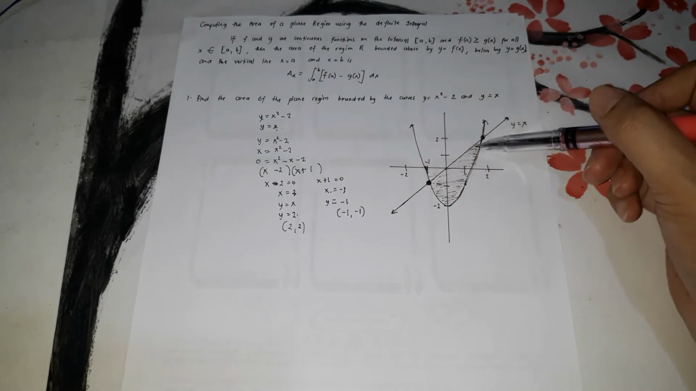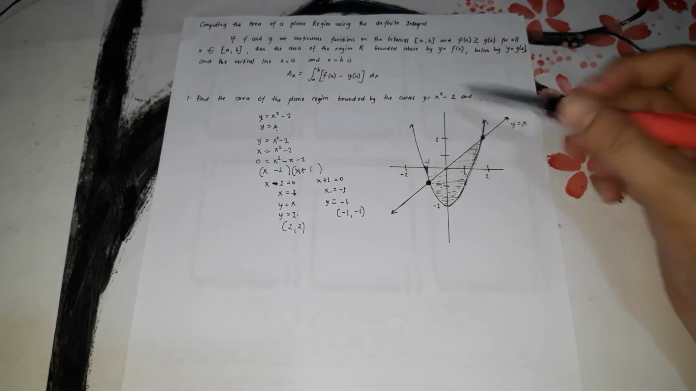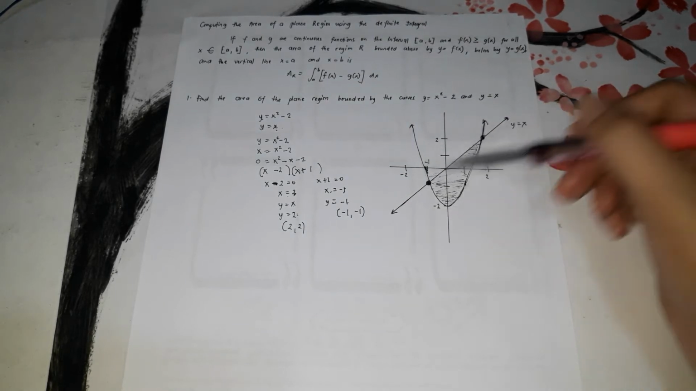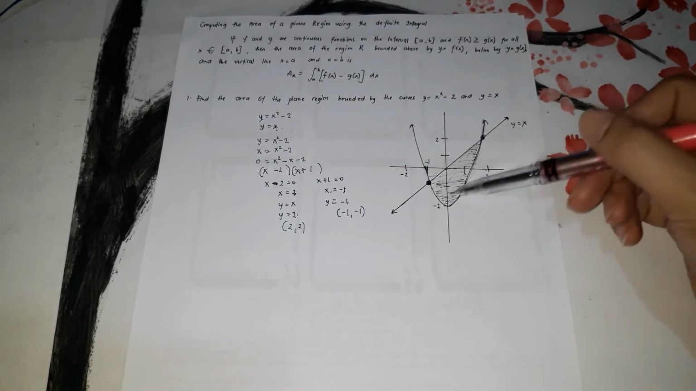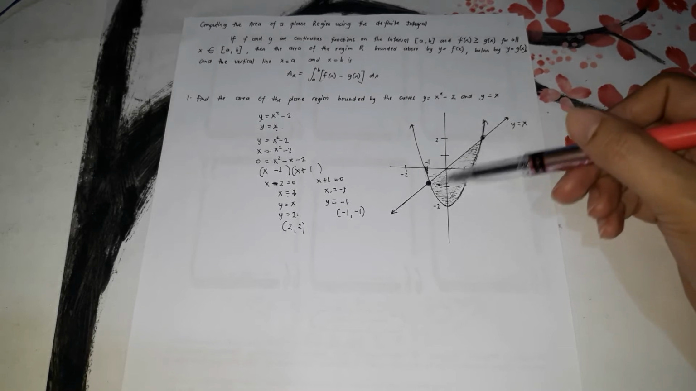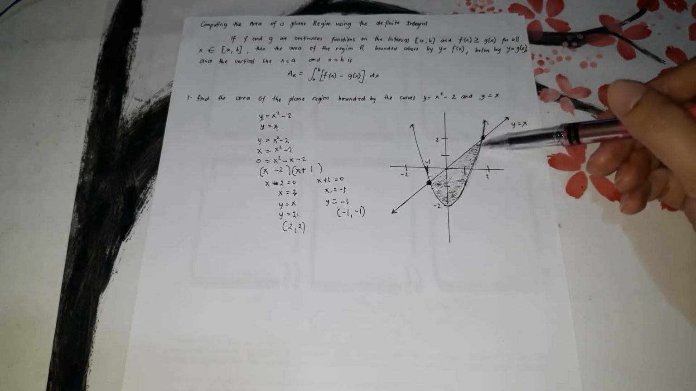The area you're looking for is the area bounded by these two graphs. The area is in between them. This is the shaded region, which is the area we're looking for. We're going to find how wide this is. So what's the area for this one?